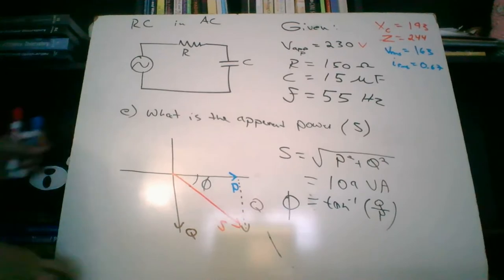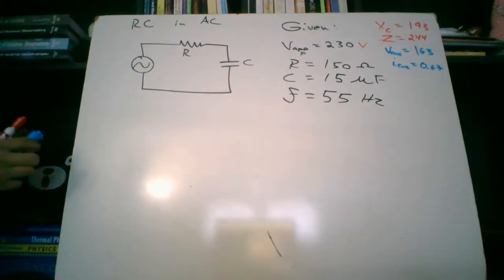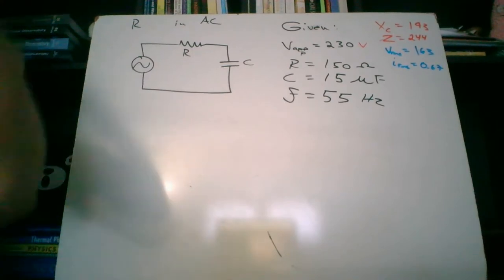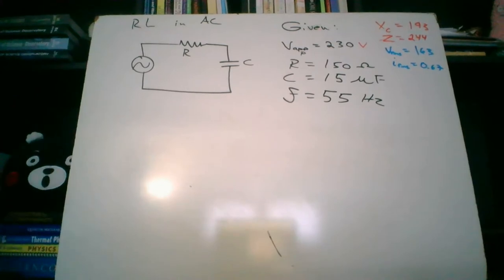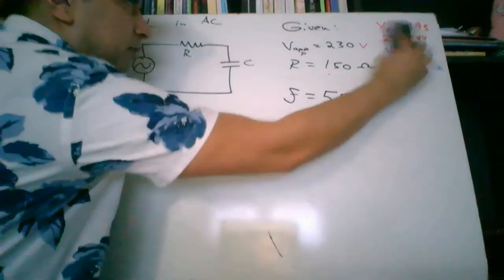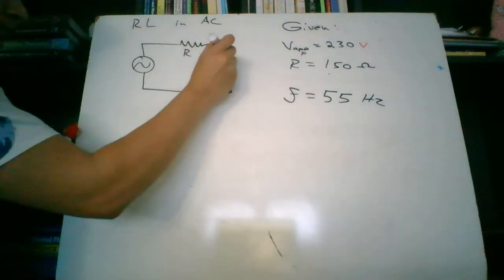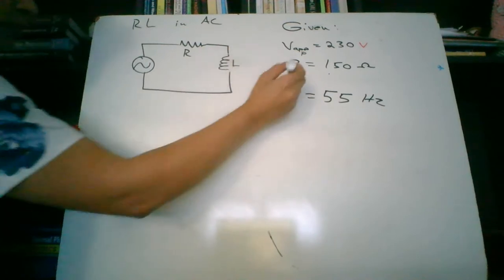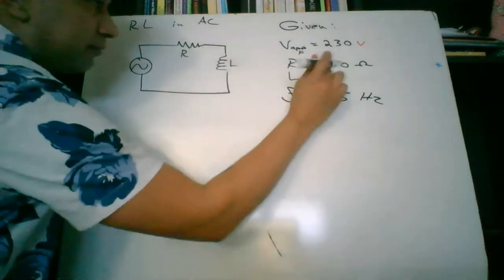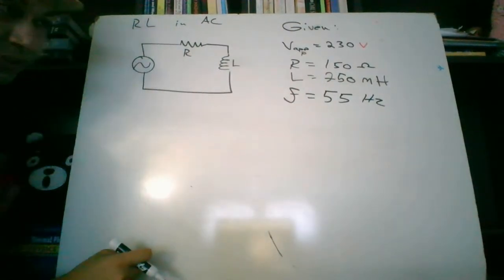So let's repeat that. We're going to repeat the same thing, except now we're going to be looking at the RL circuit. So let's get rid of the RC and call it an RL circuit. And what are we going to do? We are going to remove our capacitor, which means all this stuff is gone. We're going to put an inductor there, L. And L is equal to 750 millihenry. So milli is 10 to the power minus 3, if you forgot.